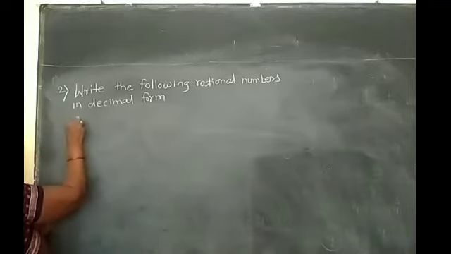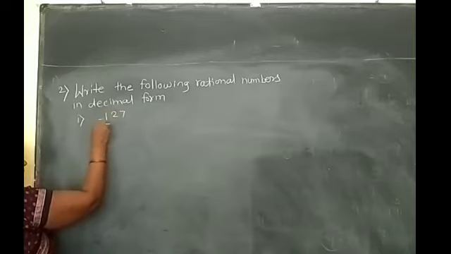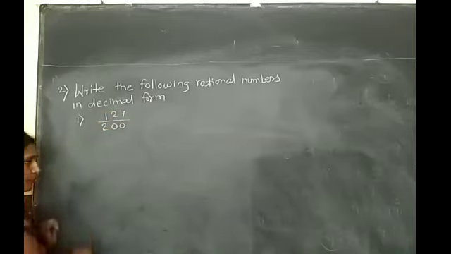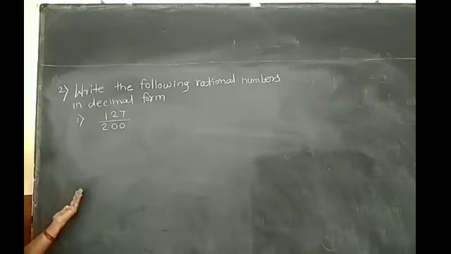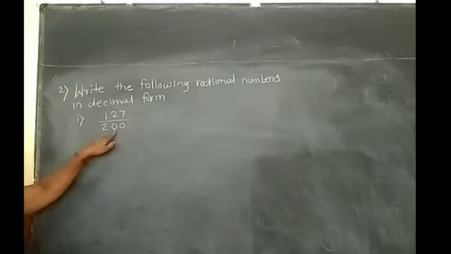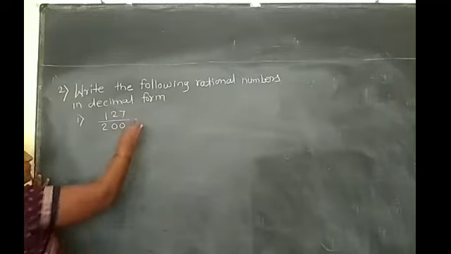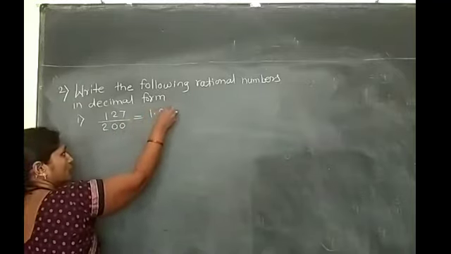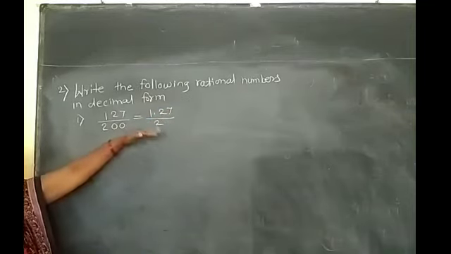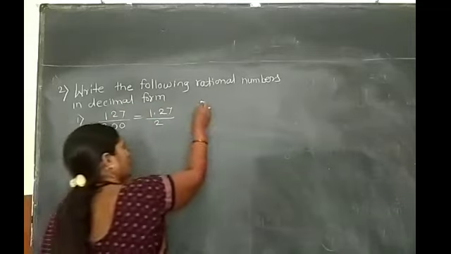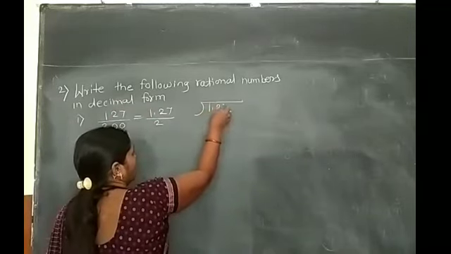The first example in this question is 127 upon 200. We know the decimal point goes here, and the denominator is 200. First, we cancel the 2 zeros, which gives 1.27 upon 2. This means we divide only by 2, and we get the decimal form.